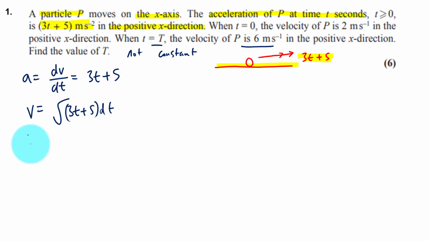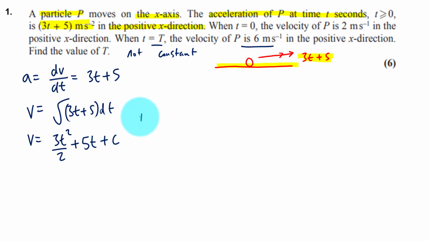So we integrate that, so we raise the power by 1. That'll give us t squared, still had the 3, and divide by the new power, over 2, and we should know that's plus 5t, and of course there could be a constant, so do put the plus c in.